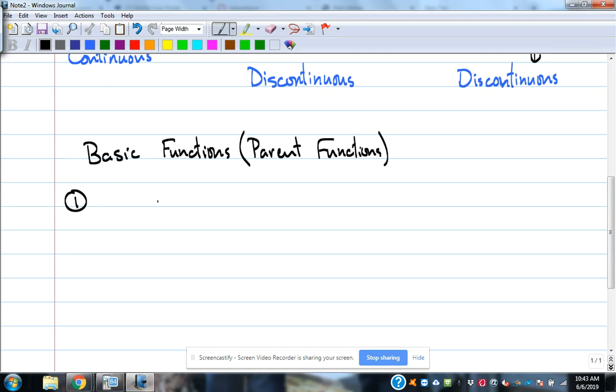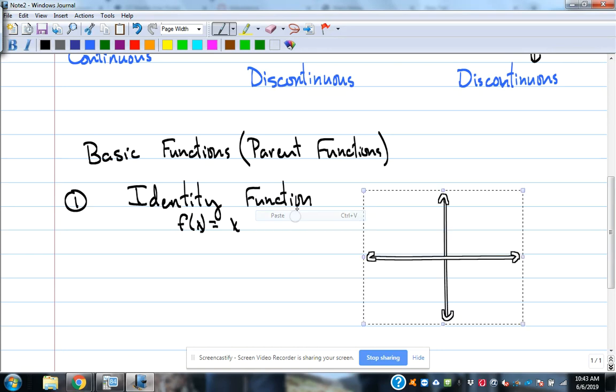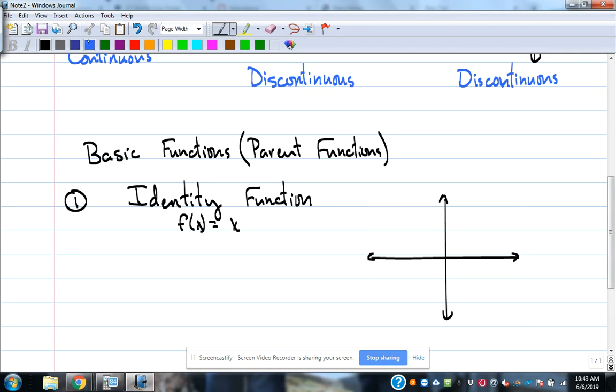So the first one that we're going to talk about, and I'm just going to call this number one, is the identity function. I-D-E-N-T-I-T-Y function. The identity function, the equation is f of x is equal to x. The graph is a straight line that goes right through the origin. Looks just like that. Okay.